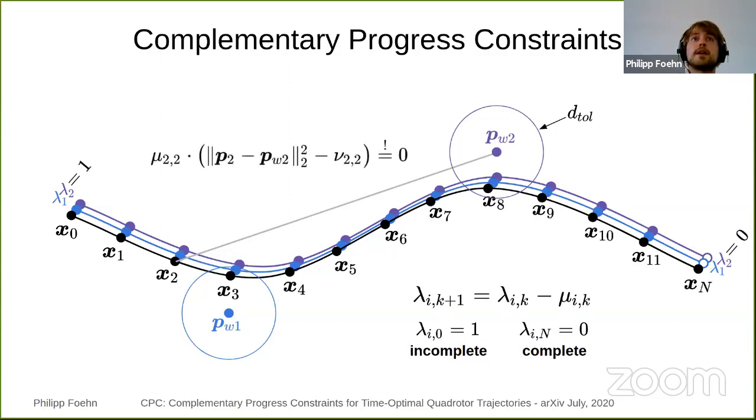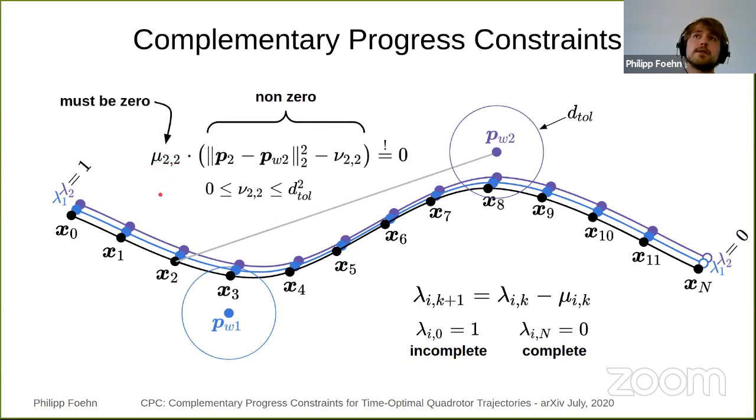We do this by formulating a constraint on the distance of the momentary state from the waypoint, together with the slack variable for its tolerance. Now, this expression is non-zero if we are too far away from the state, and therefore our complementary expression here, the progress or the evolution of our progress, needs to be zero.